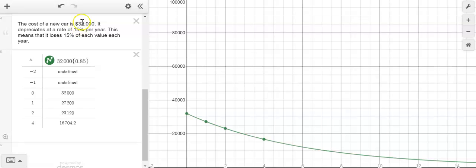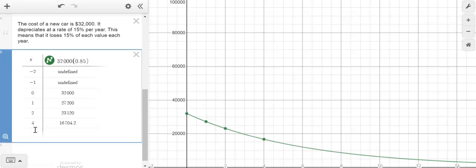So I'm going to take 15% of 32,000 and then subtract that from that original 32,000. And so for that first year, I'm going to be down at 27,200. And then 15% of that and subtract it from the 27,200. And that gives me this next value. So I can do that for different years and continue my table.